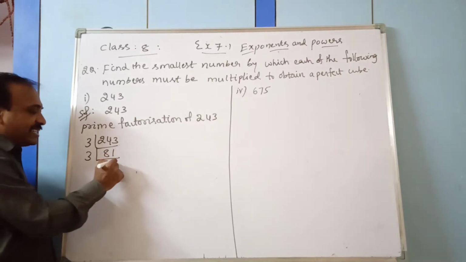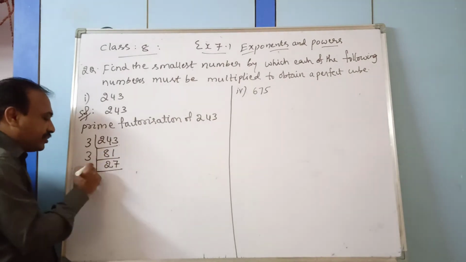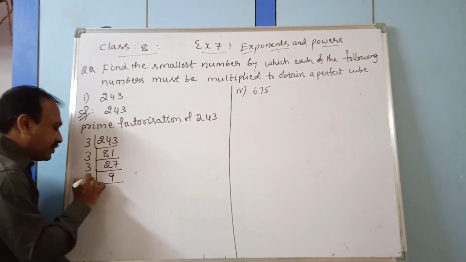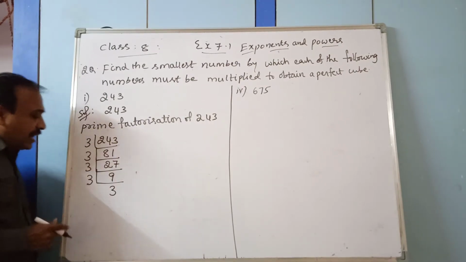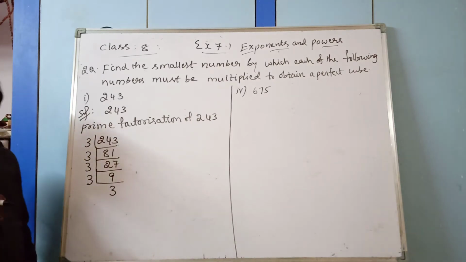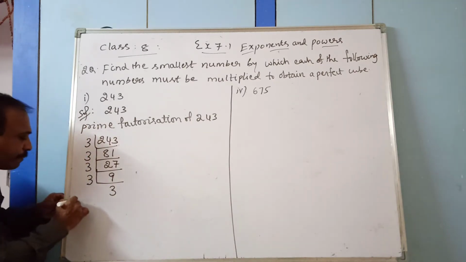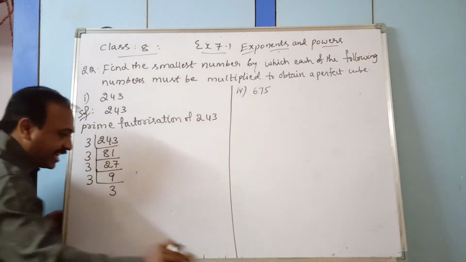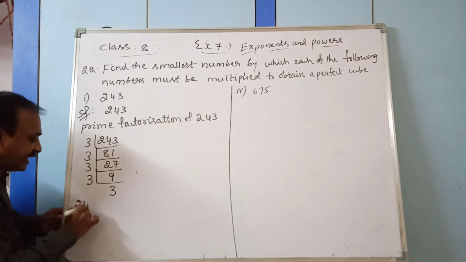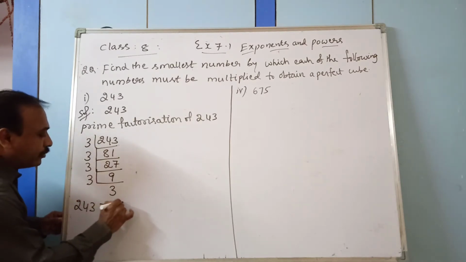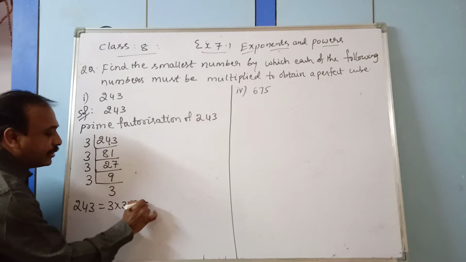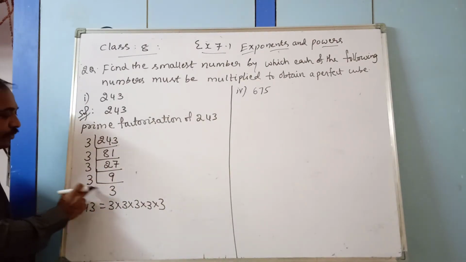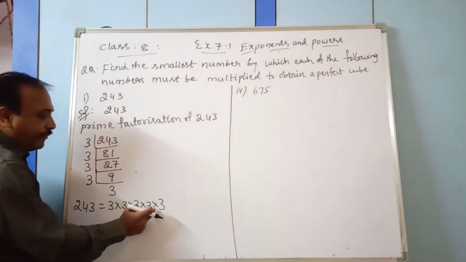And 21, 3 sevens are 21. Next, 3 nines are 27. Next, 3 threes are 9. Now we got all our prime numbers. So the prime factorization: 243 is equal to 3 into 3 into 3 into 3 into 3. How many times? 1, 2, 3, 4, 5.